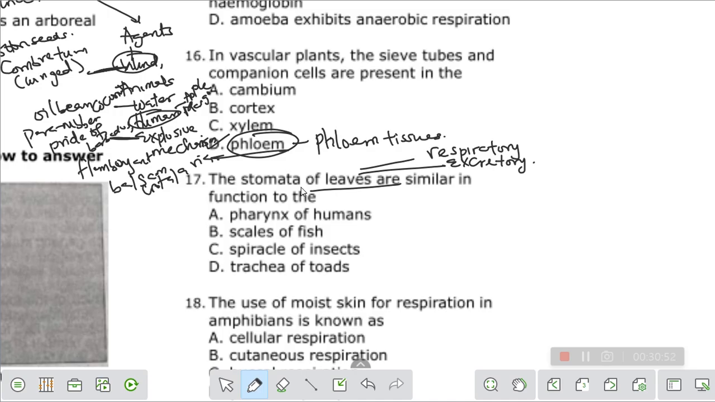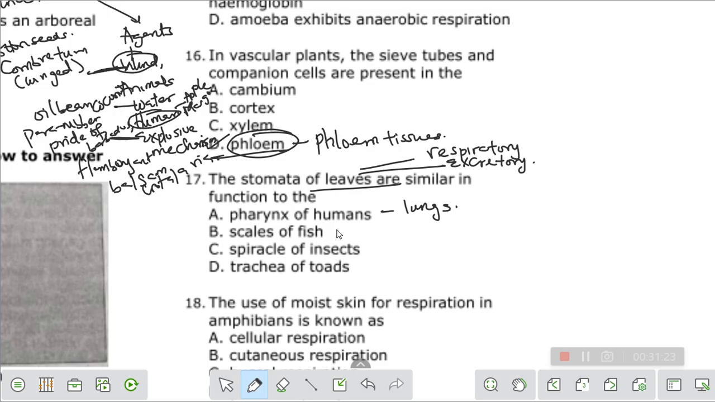Now, when I was teaching you, I only talked about lungs as your respiratory organ. Under fish, I talked about gills as a respiratory organ. Under insects, I talked about trachea. Under toad, I talked about tongue, mouth, and skin. But look at what they're asking you now. The reason is that stomata is like an opening in the leaves, right? Now, spiracle of insects also.